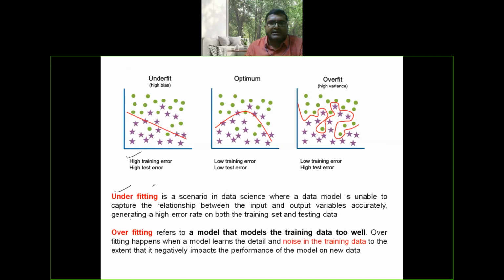Overfitting. Overfitting means low training error, high testing error. This is a situation when the training data is corrupted with noise.